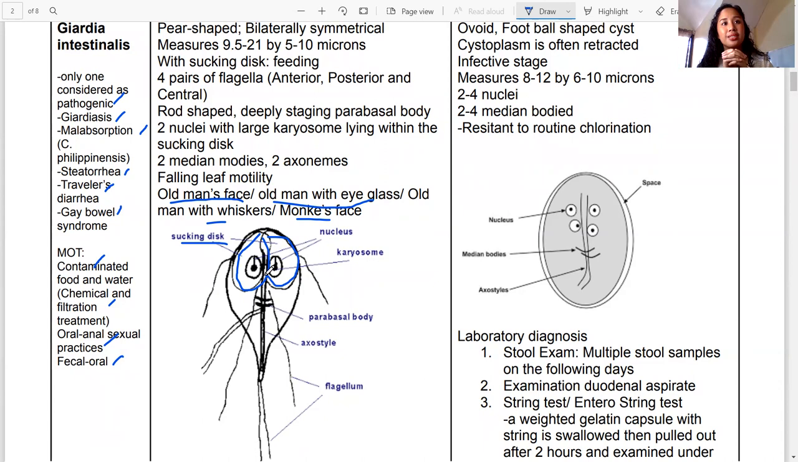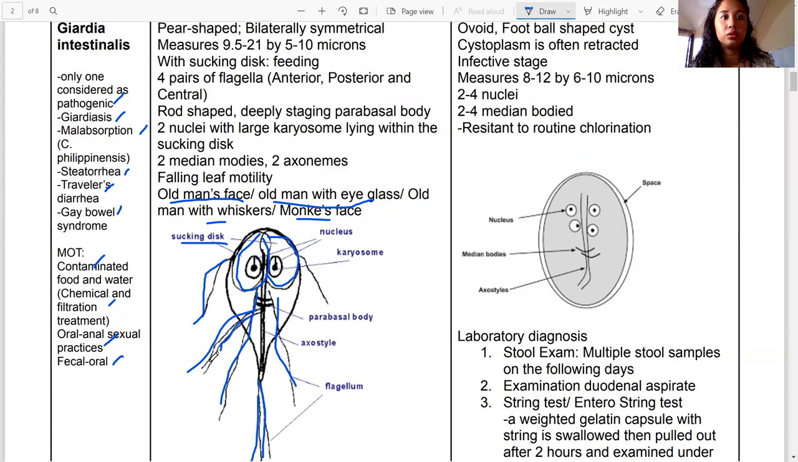It has 4 pairs of flagella. So, 8 flagella in all. One pair in the anterior side, at the top. Two pairs also at the bottom. Two pairs here in the middle, near the sucking disc. And there are also two pairs, one pair here. Sorry, I messed it up.